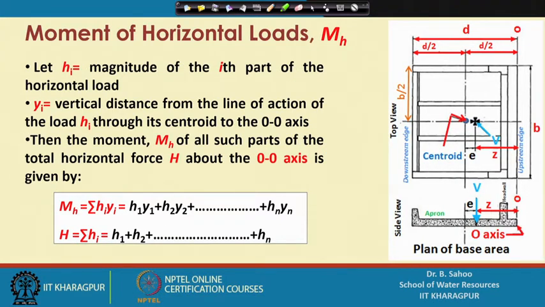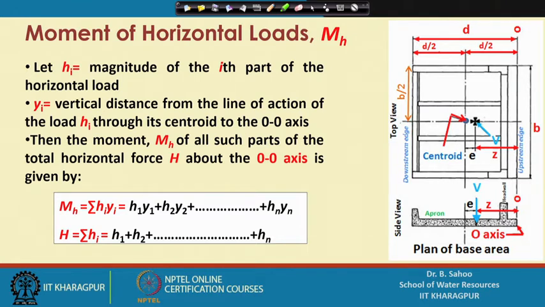Then there could be the horizontal loads. The horizontal loads could be because of a static water table at the upstream side, and let these loads be defined as different parts. Let H_i equal the magnitude of the ith part of the horizontal load, and Y_i is the vertical distance from the line of action of the load H_i through its center to the O axis. Then the moment M_h of all such parts of the total horizontal force H can be estimated similar to what we have done for the vertical loads.